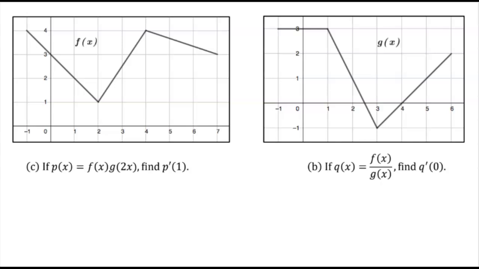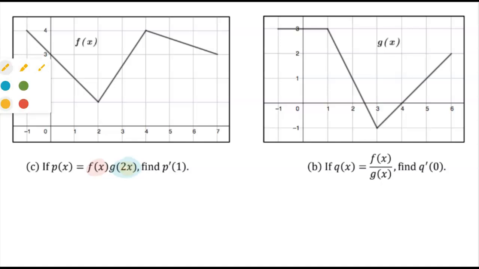The next two questions go further than the chain rule, right? So C has both a chain and a product. We can see there are two different functions being multiplied together, f of x, and g of x has not just an x inside of it, but a 2x. So that's what we're going to have to deal with when we take the derivative of p of x.